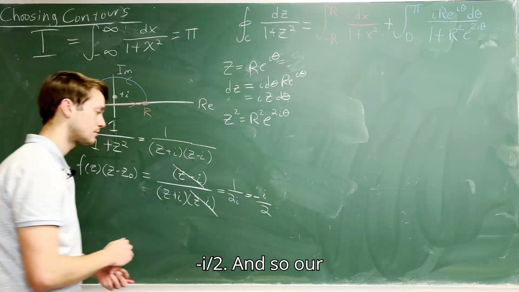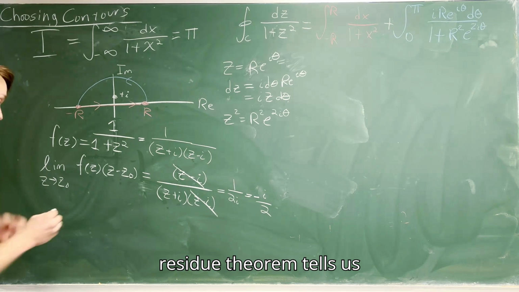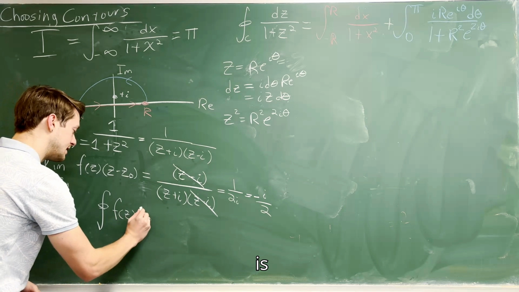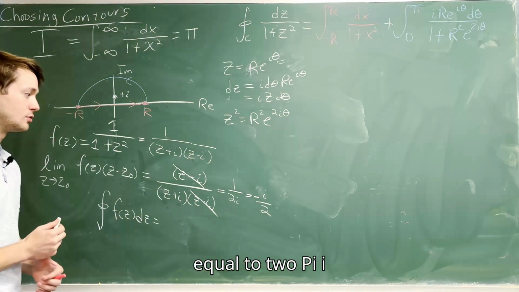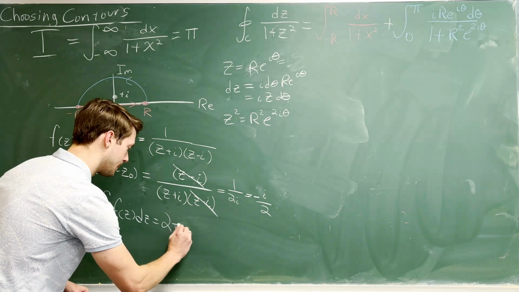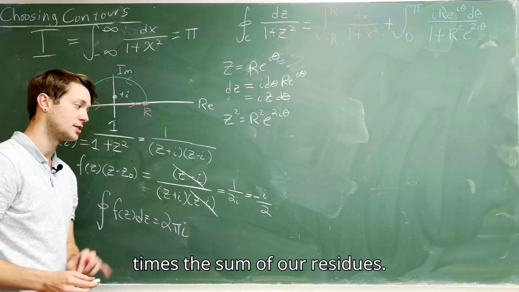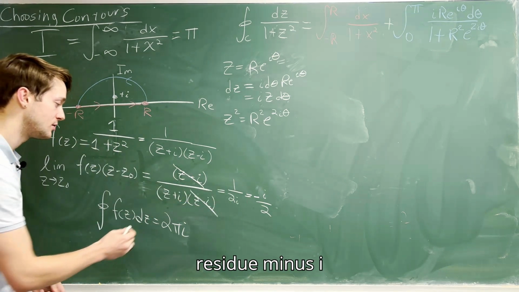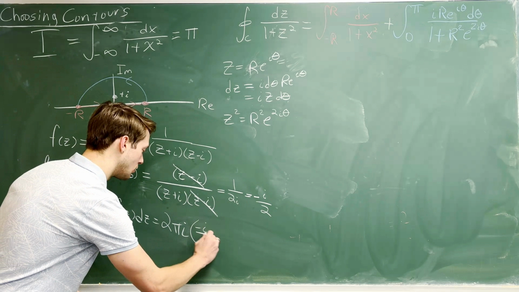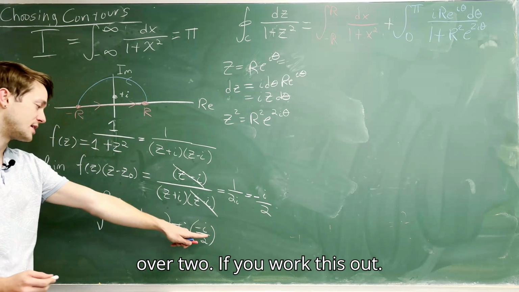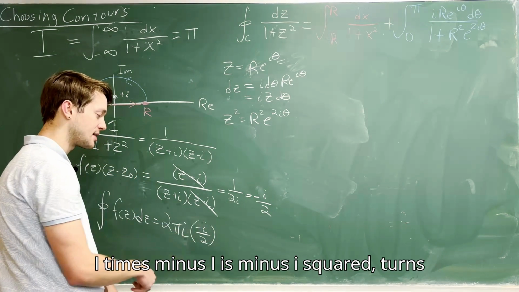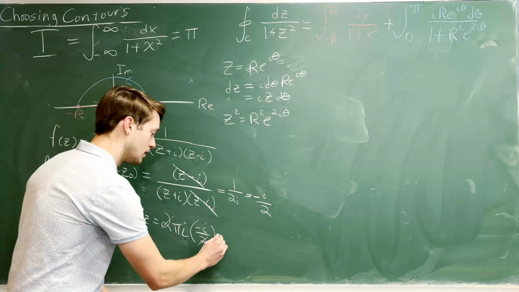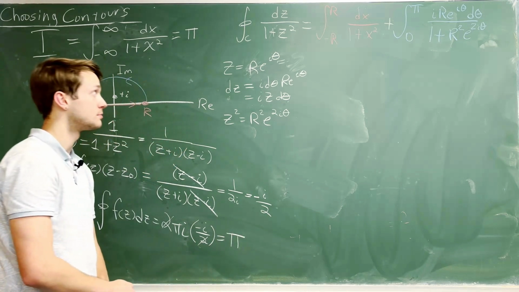And so our residue theorem tells us the closed loop integral of f of z dz is equal to 2 pi i times the sum of our residues. Only have one pole, only have one residue, minus i over 2. If you work this out, i times minus i is minus i squared, which turns into 1. The 2's will cancel. We just get pi out.